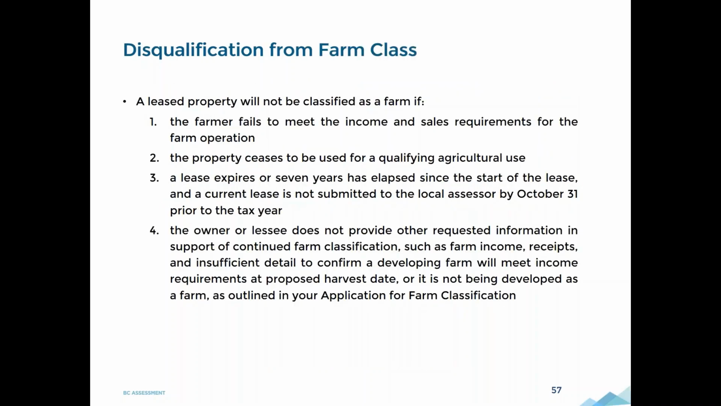The reasons for disqualification of a leased property from farm might include those shown on this slide. The minimum income requirements, qualifying agricultural use, and a copy of the lease are all important in order to qualify for farm class as a leased farm. In the case where a lease expires, or 7 years has passed since the start of the lease and the owner has not submitted a current lease, removal from farm class may result.